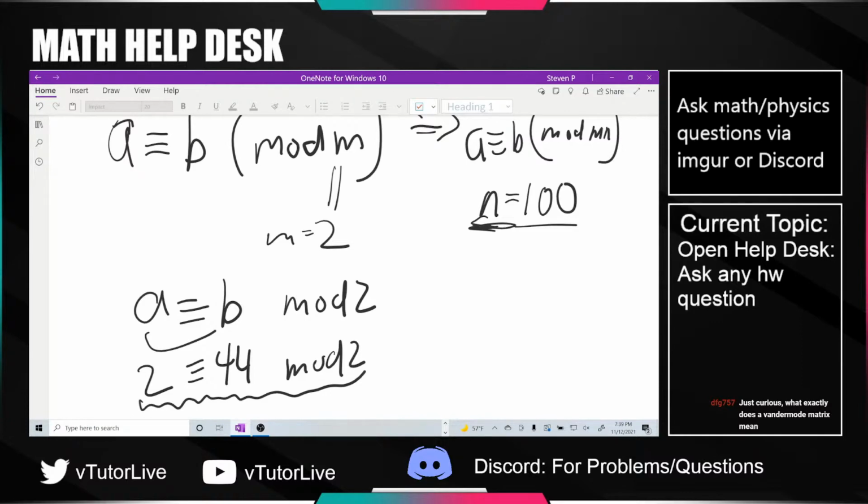Just curious, what exactly does a Vandermonde matrix mean? I was not familiar with it off the top of my head myself, but what exactly is its use? I mean, they give you the definition right there. I just don't know the bigger motivation off the top of my head. We can look it up. I'm sure it's useful for something.